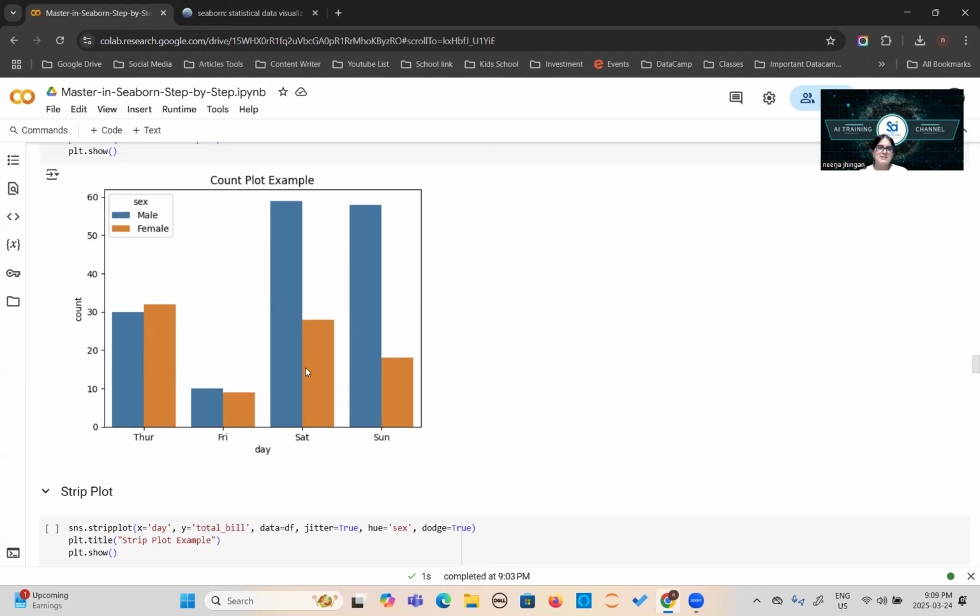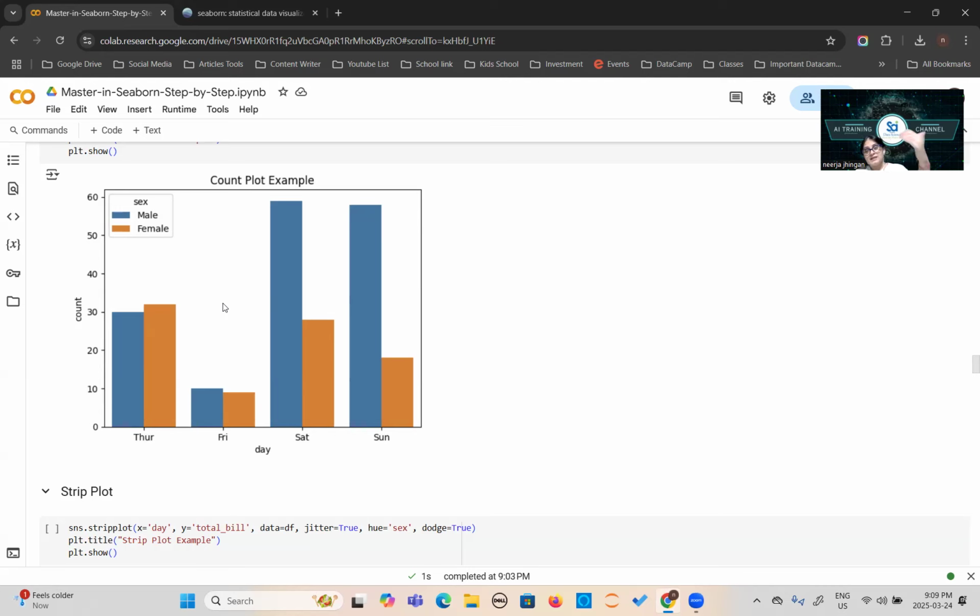Okay, the highest male count is on Saturday, right? It is above 50, around 55. And the same on Sunday, but the female highest count is only on Thursday, and the lowest is on Friday, for both. So you can see how beautiful the count plot is, and you can use it when you are interested to know the count of any parameter.